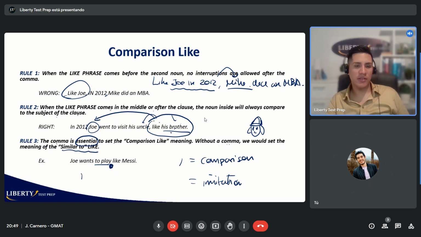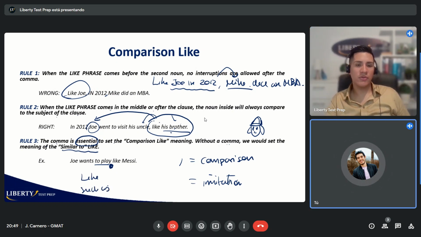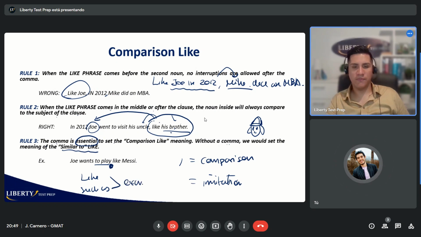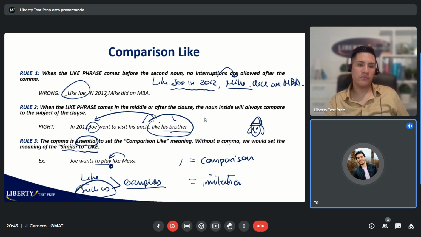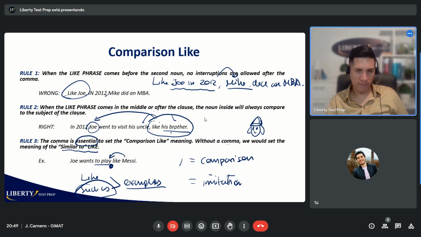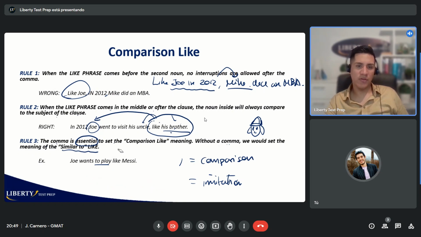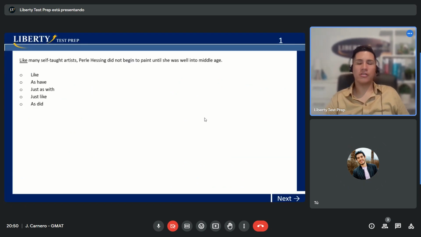The theory between like and such as: like is with comparison, and such as is when you are talking about examples. If you want to give an example, such as should be the one. Is Messi an example of play? No, here it's not an example. So here we shouldn't use such as or like. What they want to do is imitate Messi. It's different. In this case, if you had a comma, that would be a comparison. If you don't have a comma, it's not a comparison. They're different. Nice. So now we can start tackling some of these questions.